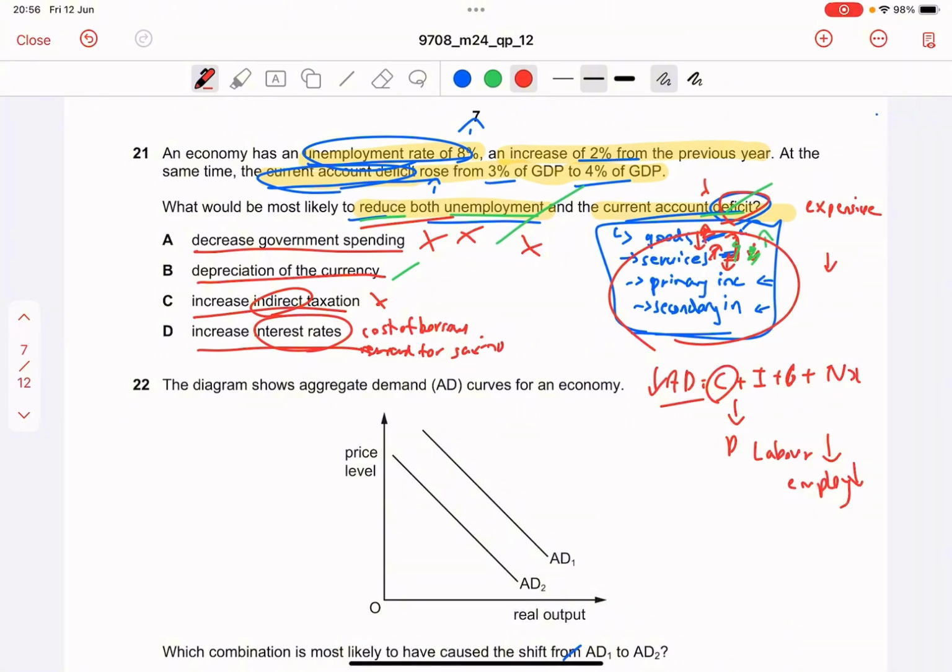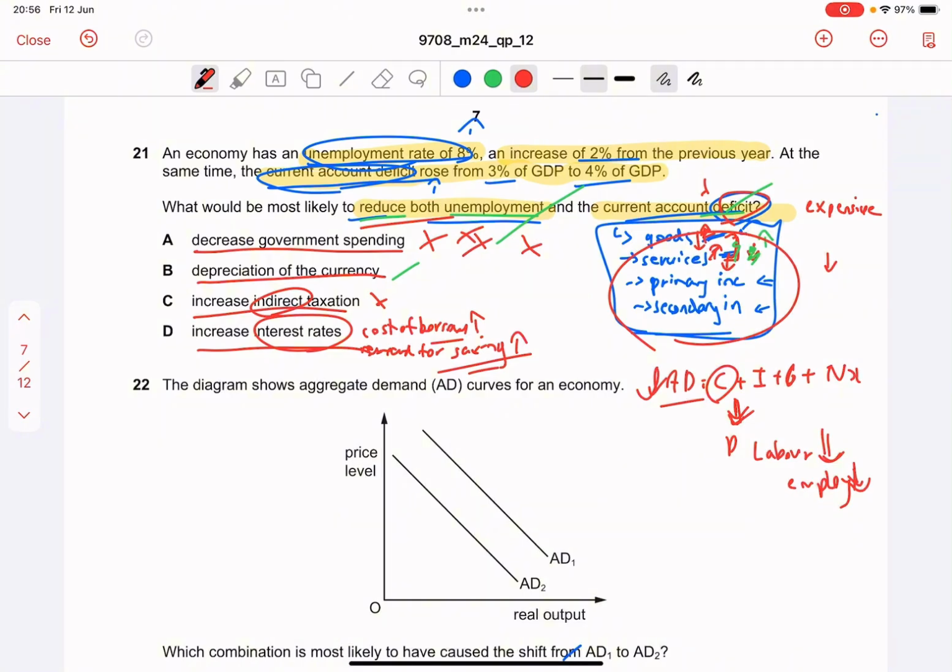So if interest rates increase, the cost of borrowing will increase and the reward for saving increases. So it is more attractive to save rather than borrow. So consumption is also likely to decrease because fewer people will borrow and spend. They are more likely to save and keep their money and not use it, right? So consumption decreases, AD decreases, again, labor decreases, employment decreases, does not reduce unemployment.